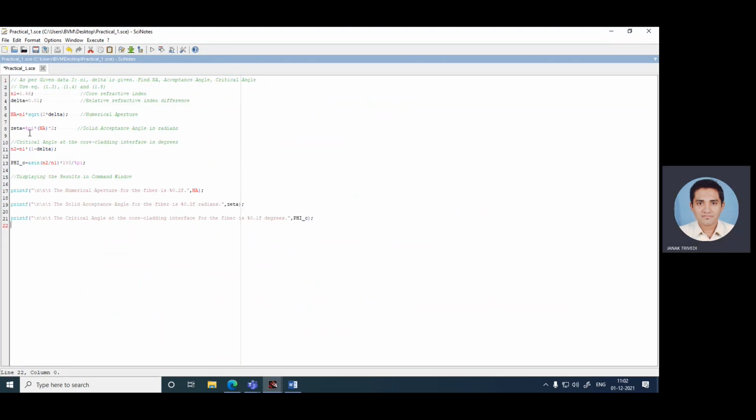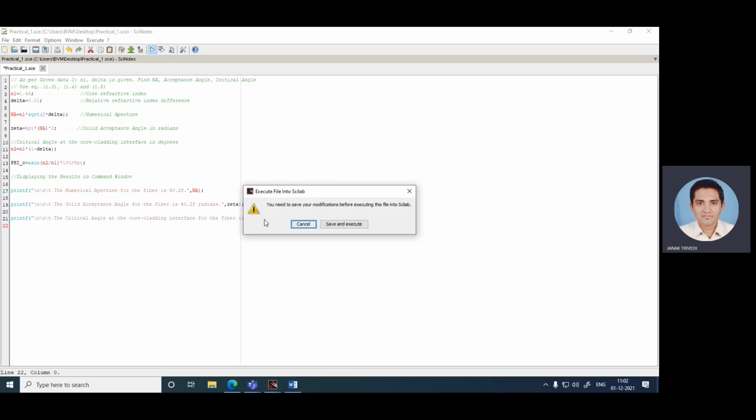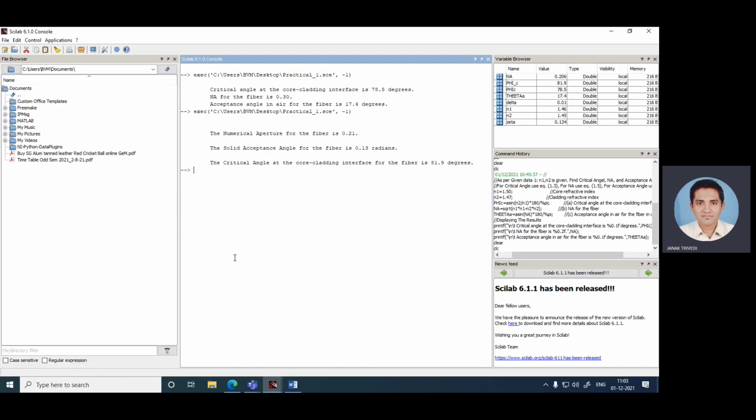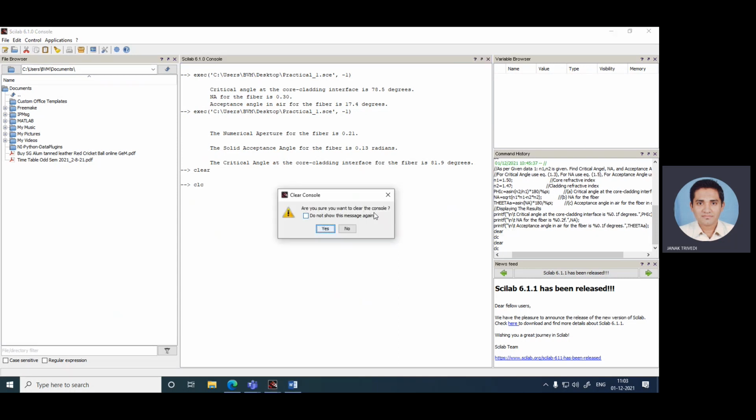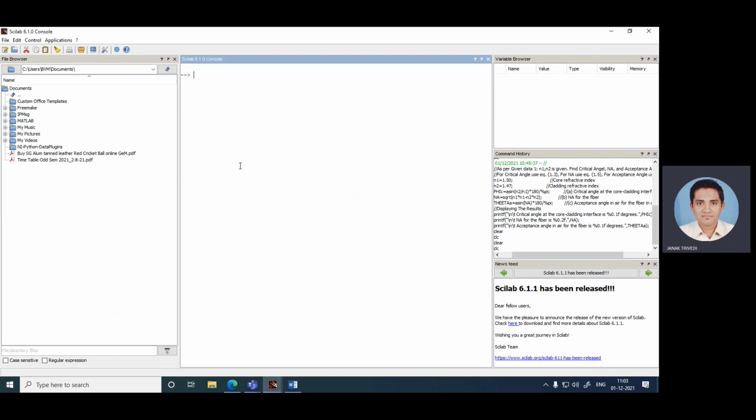Then you can see once again, there's a variable, then function, a comment in green line, then click on execute. Save and execute, yes. Then you can see, okay, so the program is executed. Earlier the variable browser was created, so they are as it is. If you want to clear that browser, then you can also write clear once again, so it will be clear. CLC will clear the console. Are you sure you want to clear the console? Yes. If you click this, then next time this message will not appear, so clear the console.